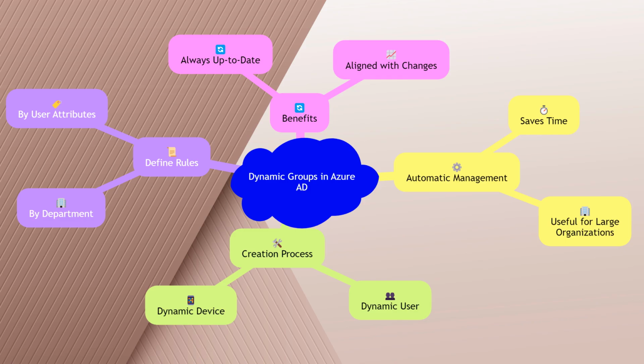This feature is particularly useful for large organizations where manually managing group membership would be time-consuming. To create a dynamic group, select Dynamic User or Dynamic Device as the membership type when creating the group. Then, define the rules that determine group membership. For example, you can create a rule that adds all users in a specific department to the group. Dynamic groups ensure that group membership is always up to date and aligned with organizational changes.